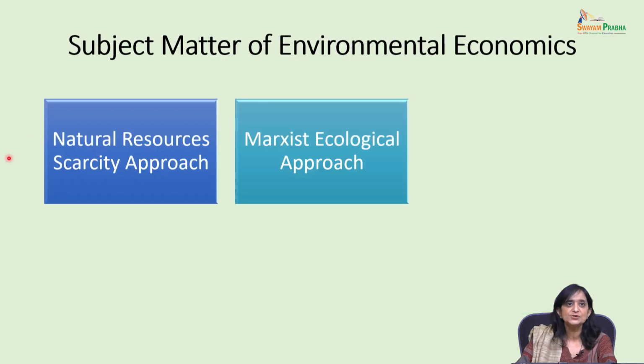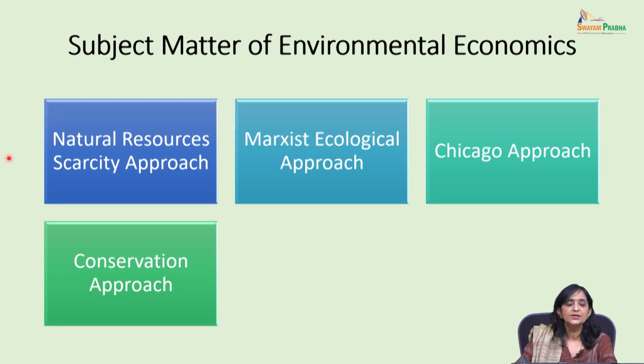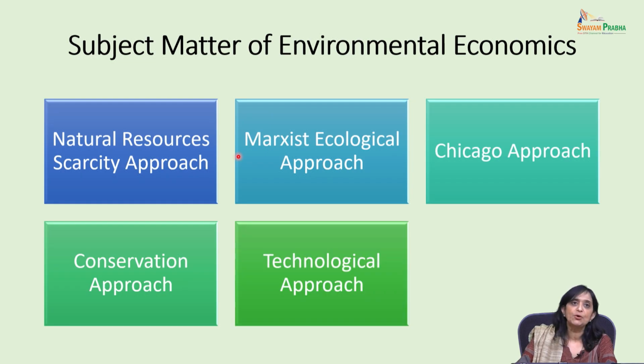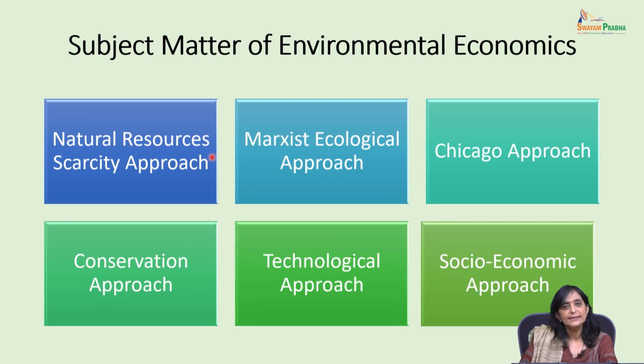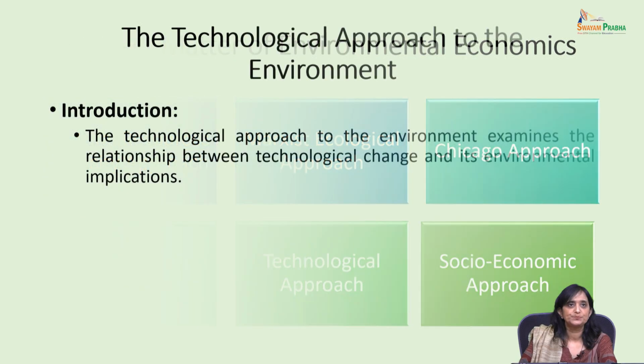So let me just revise once again the approaches which we had done in the previous lecture. We had explained the natural resource scarcity approach by the classical economist. Thereafter, we had talked about the Marxist approach, ecological approach. Then we had seen the market-based approach of Chicago approach. Then we explained the conservation approach of Kapp and Boulding. Today, we will be talking about technological approach and then the socio-economic approach.